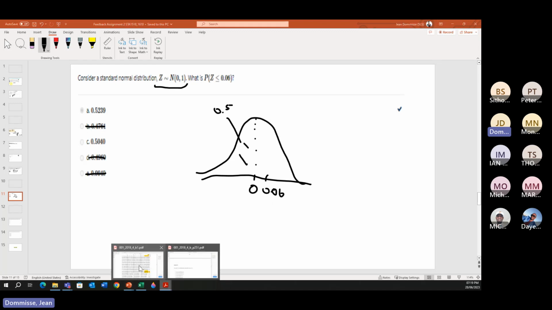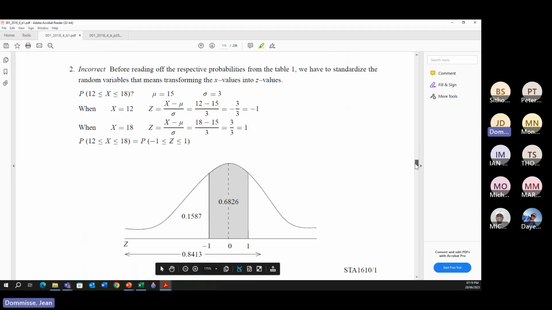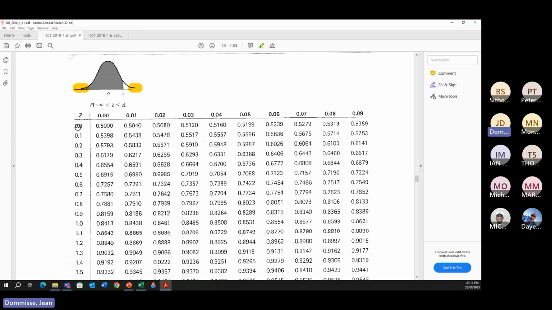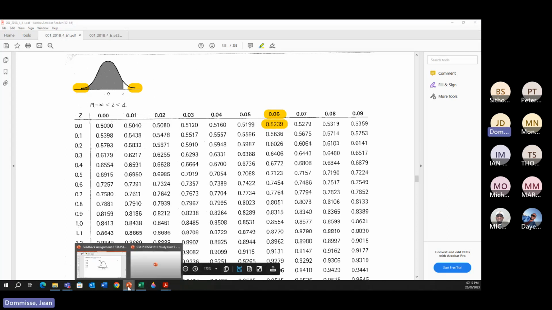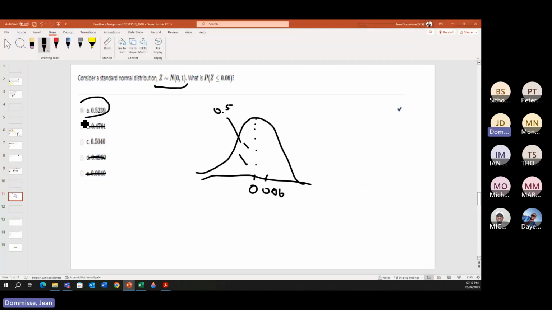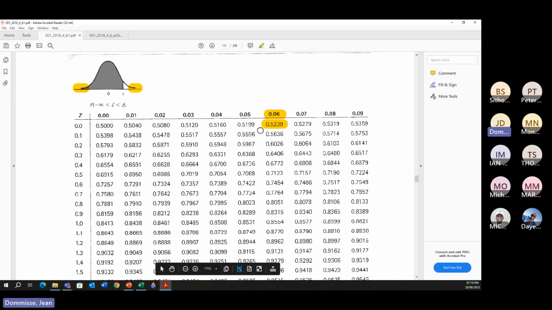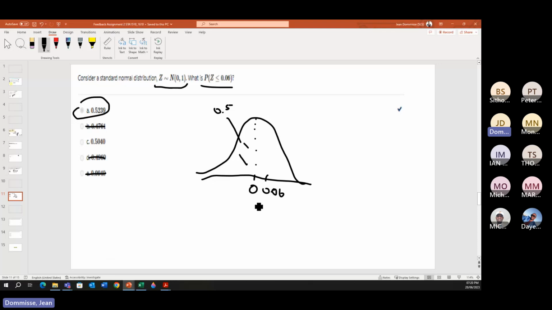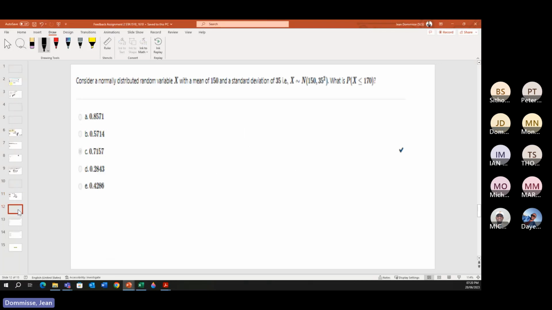So let's look at Z 0.06. Z 0.06 gives 0.5239, which is option A. Okay, so straight from the table for this one, they've given us the Z. We went to the table to get it. Nothing in that one that was too difficult. We could go straight to the table.